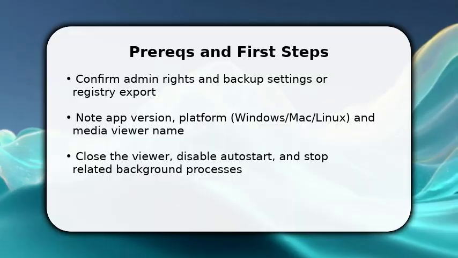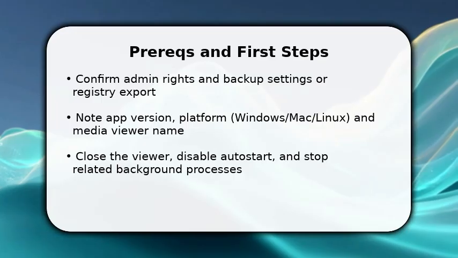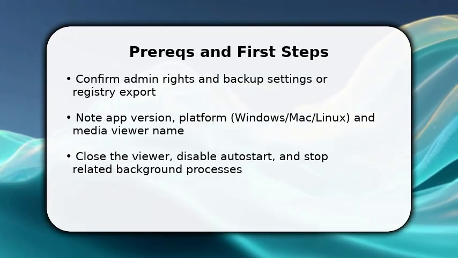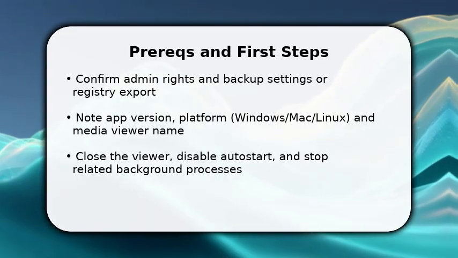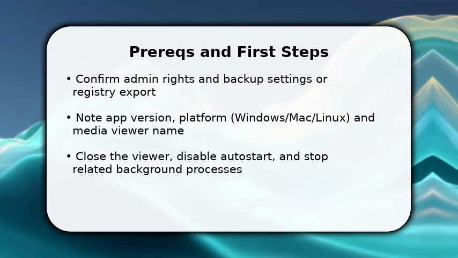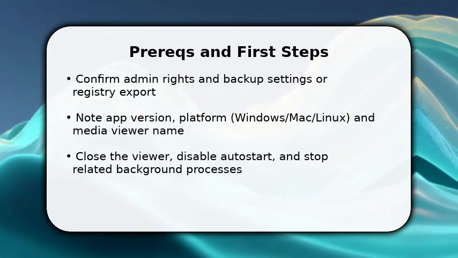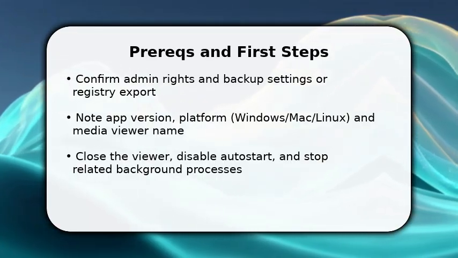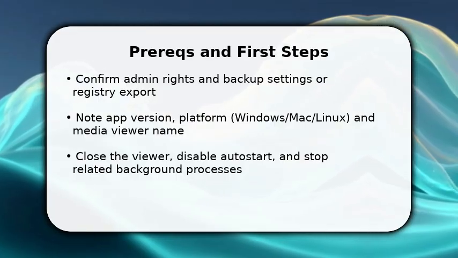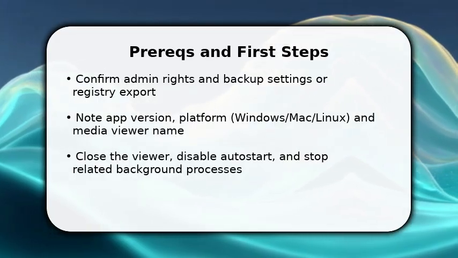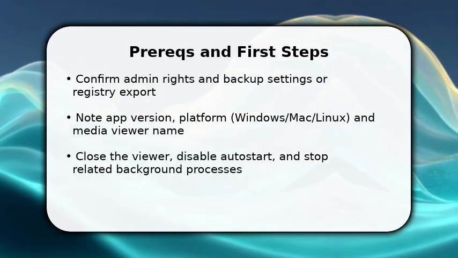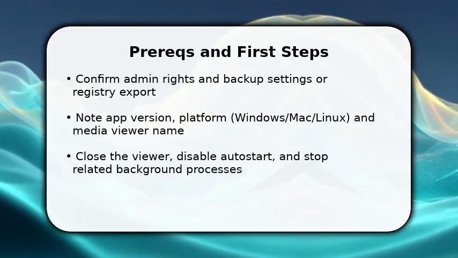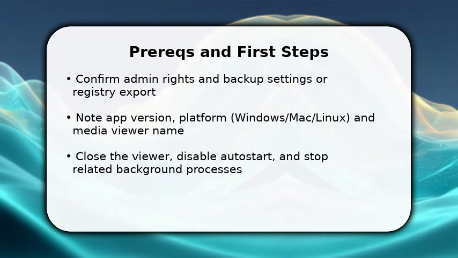You start by confirming admin privileges and creating a quick backup. This protects your settings if you revert. Next, identify the exact media viewer name and version so you remove the correct package. Once done, close the viewer and stop background processes to avoid file locks. This prevents incomplete uninstalls. Make sure Auto Start is disabled, because lingering services can recreate entries and block file removals, and that gives you a clean state to proceed.